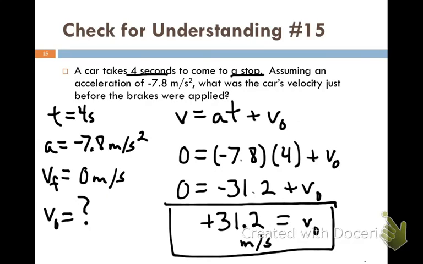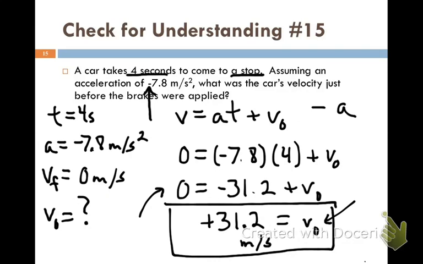And just to kind of go over the idea that this acceleration is negative. Basically what it's saying here is when our acceleration is negative, this is going to be decreasing our velocity. So if you think about it, this car started off at 31.2 meters per second and decreased its velocity to 0 meters per second. We have a negative acceleration then.